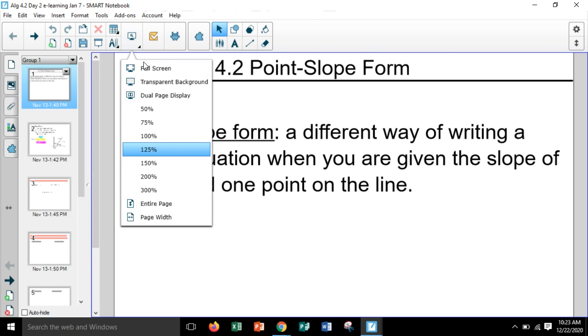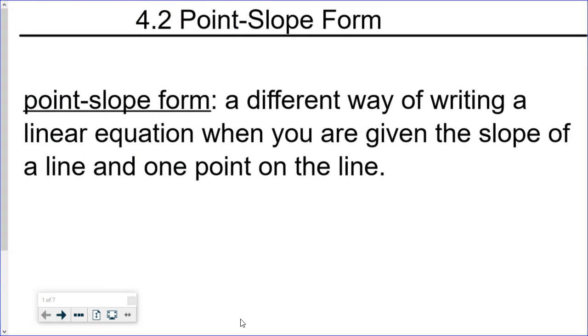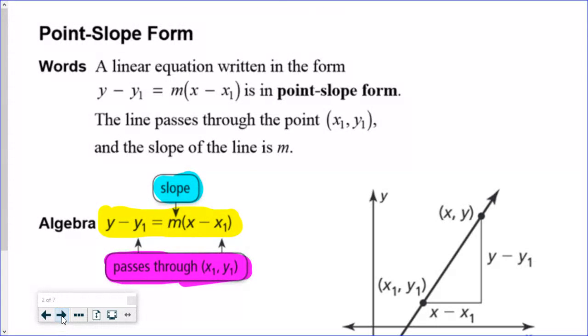We are continuing on with point slope form. Make sure you know what point slope form is from yesterday. It's just a different way when you're given the point and a slope. Here is what point slope form is. You need one ordered pair, x sub 1 and y sub 1, that are numbers, and you need the slope of the line. It's still a linear equation, okay?